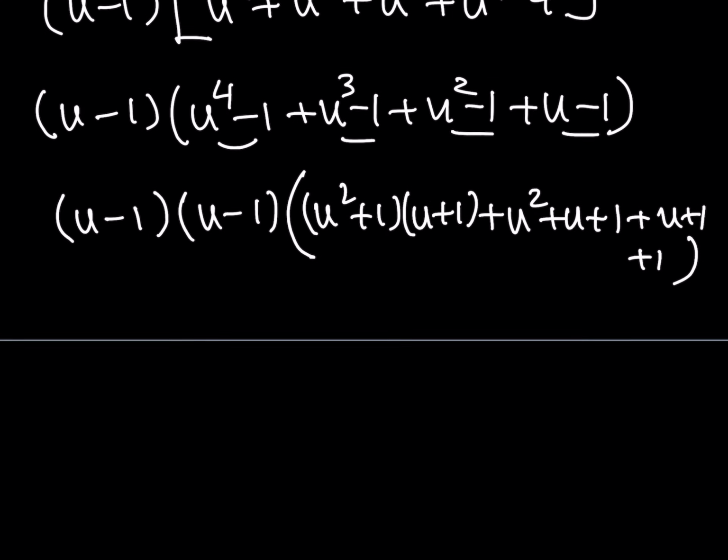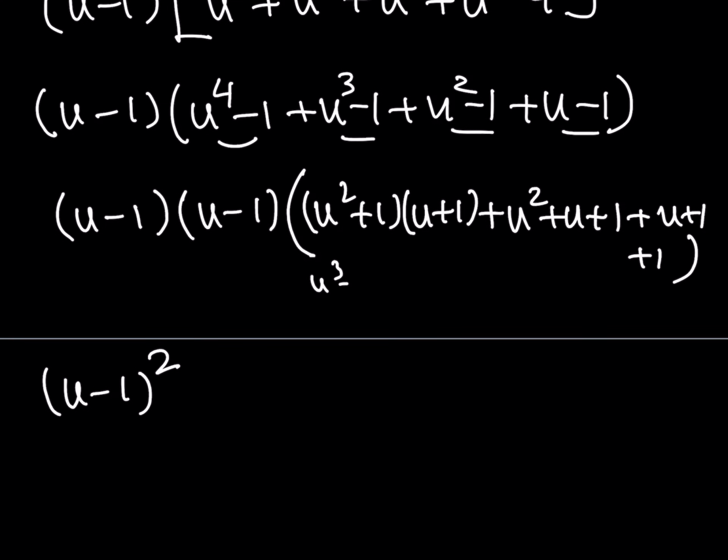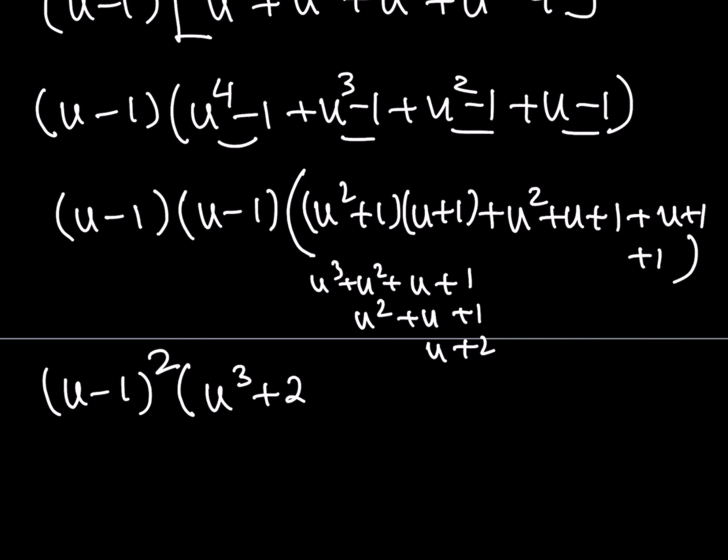Okay, now to keep a long story short again, I'm going to write this as u minus 1 squared. And then the other expression is going to look like what? This is going to give me u cubed plus u squared plus u plus 1. Then I have to add u squared plus u plus 1 to it. And then I have the u plus 2. Great. So I can probably just line them up and add like this. And the other factor is going to look like this: u cubed plus 2u squared plus 3u plus 4 is equal to 0.